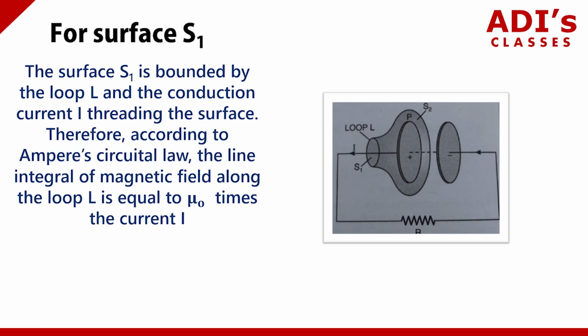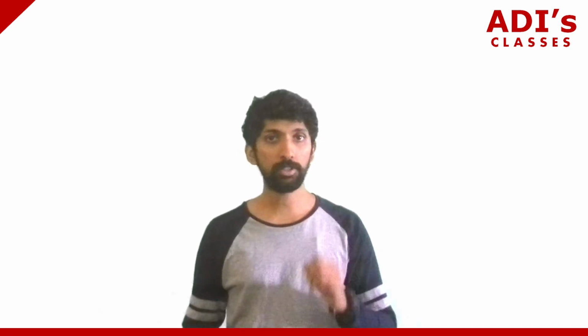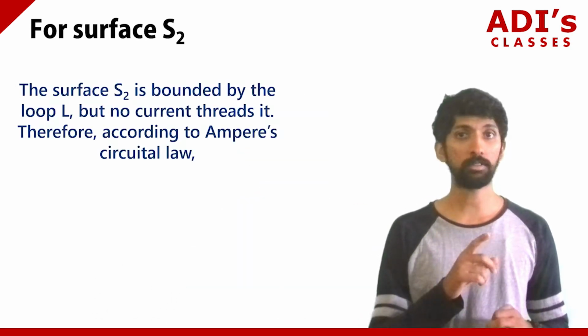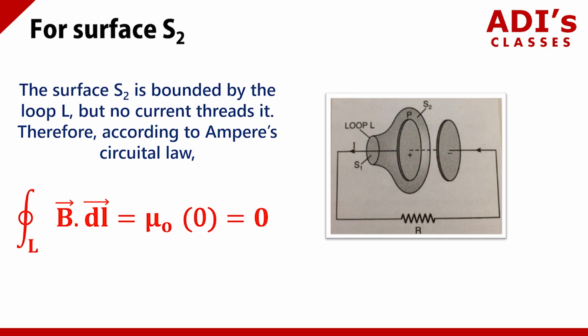So by Ampere's circuital law, we take the line integral of the magnetic field along the loop. We have the integral of B dot dl equal to mu naught into I. This is for surface 1. Now, for surface 2, it is also bounded by loop L, but no current is passing through it. So the integral of B dot dl is equal to mu naught into 0, which gives us 0.